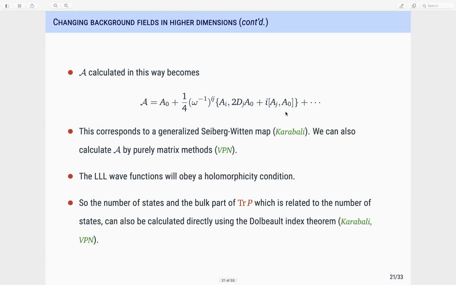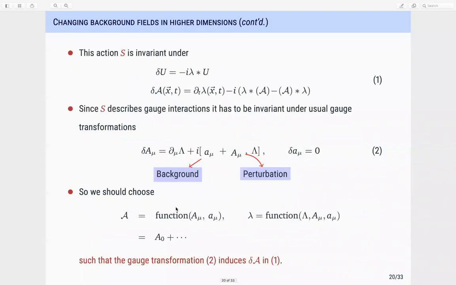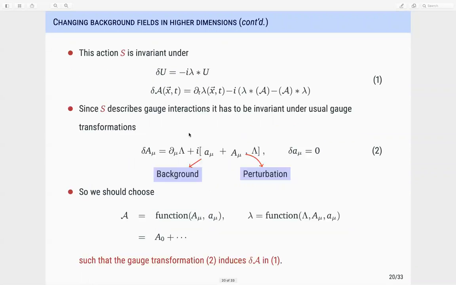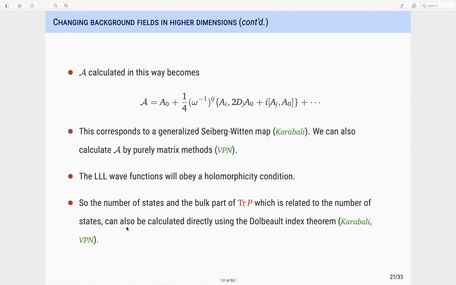I don't display them here. And this is in a paper by Dimitra Karabali. She also shows that this is related to a generalized Seiberg-Witten map. Essentially, this construction of A is going to give you a Seiberg-Witten map for the problem. It's also possible to construct this by purely matrix methods. But either way, we know how to construct script A. And this is another way to calculate what I mentioned earlier. But I want to talk about something a little bit different here, which makes it even simpler.